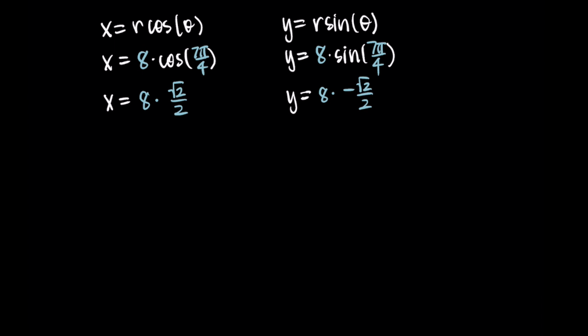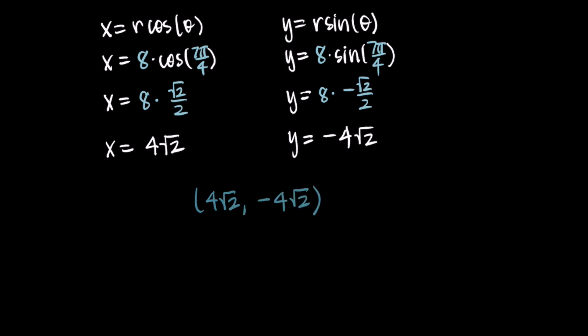Then I just want to simplify. So I can do 8 times square root of 2 over 2. I'm going to do 8 divided by 2, which is 4, so I'm getting 4 square root of 2. Then for y, I'm doing the same thing, and I'm getting negative 4 square root of 2. And there we go. My rectangular point is 4 square root of 2, comma, negative 4 square root of 2, which is really like 4 times square root of 2, if you need to just think of it a different way.